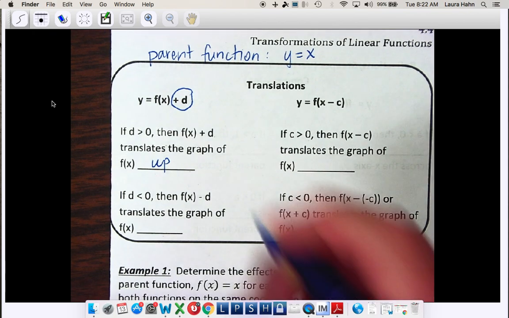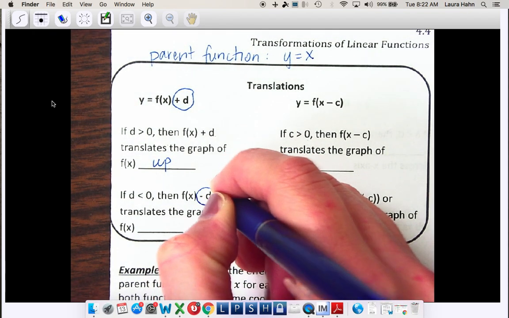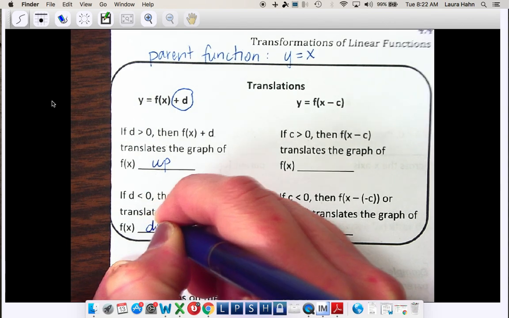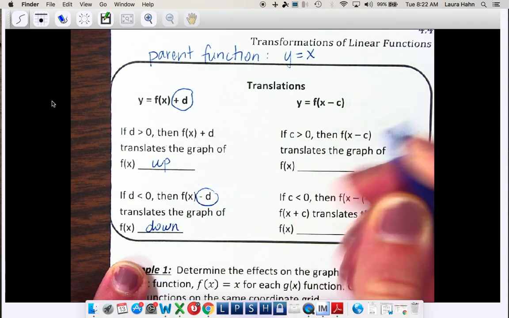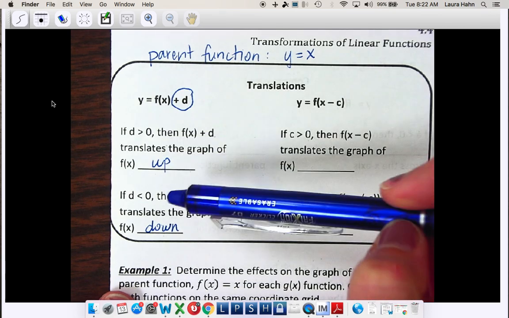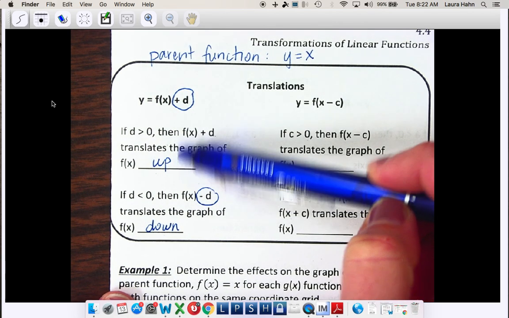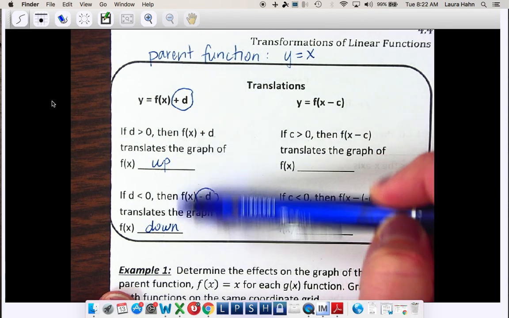And the opposite, if you're going to subtract something from the very end, it's going to shift it down. Up and down. So that's a vertical shift up, vertical shift down.